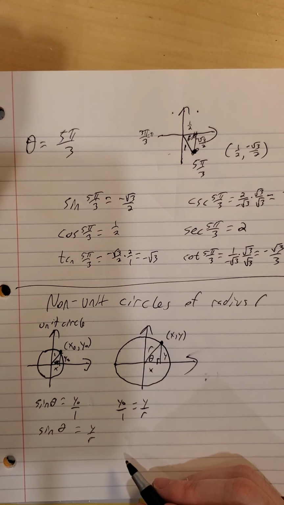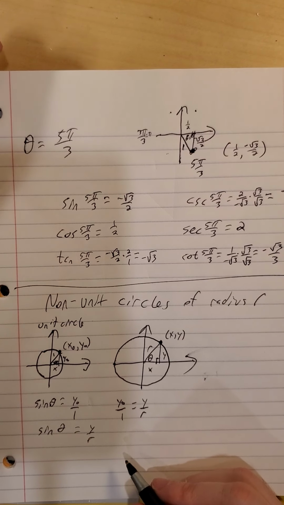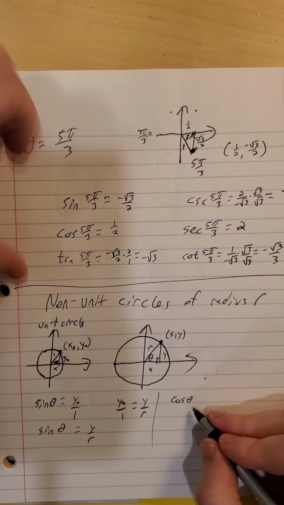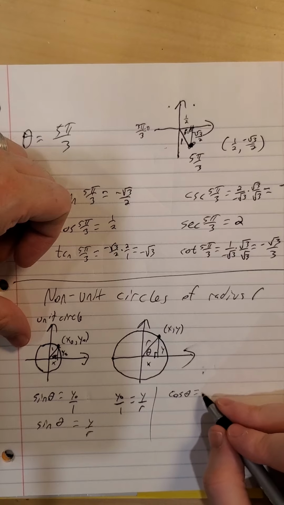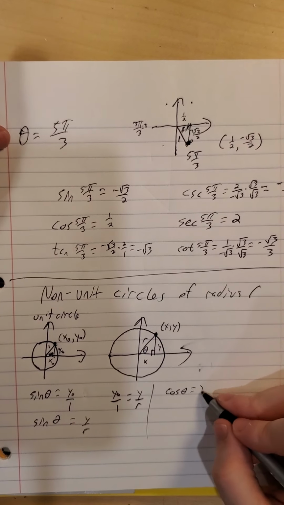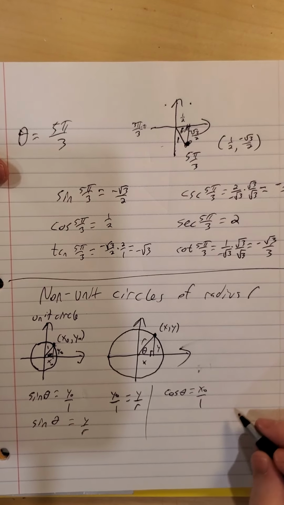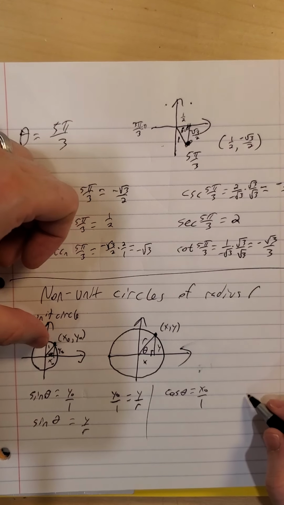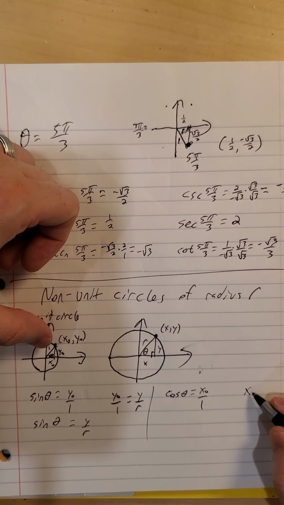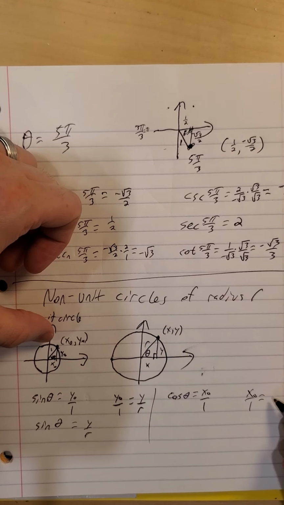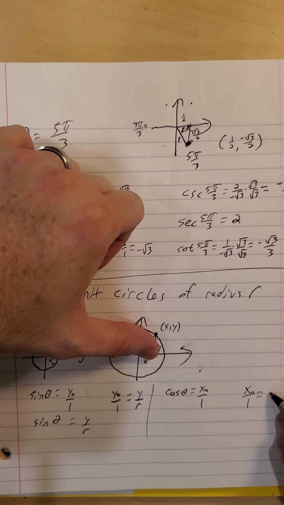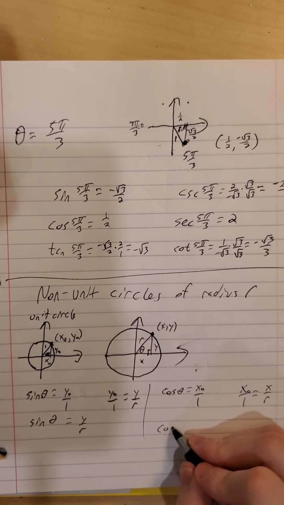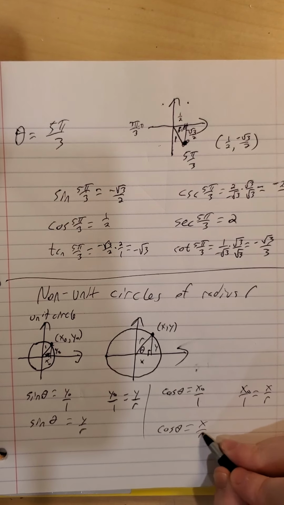And you can make a similar argument for the cosine. Cosine theta on the little guy is our x naught over 1. By the fact that we have similar triangles, the ratio of the bottom leg there to the hypotenuse is the same as the bottom leg to the hypotenuse in the big triangle, and by substitution then cosine theta is x over r.